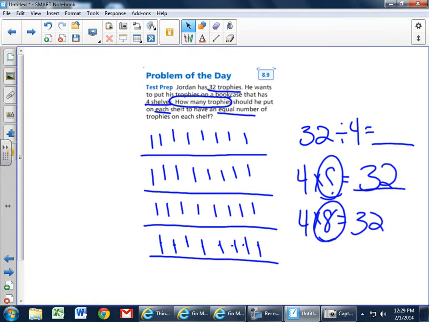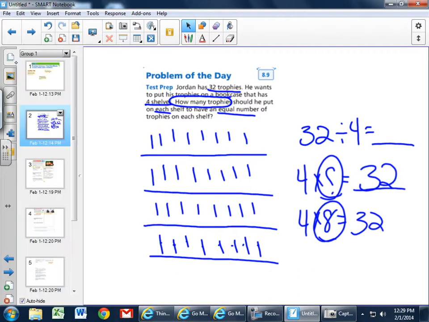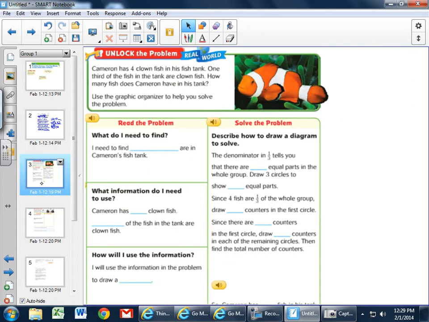So whichever strategy you're most comfortable with, of acted out, the same as drawing it out, or knowing your related facts of division and multiplication facts being related. If you're still struggling on knowing those facts instantly, I suggest that you grab some extra math fact practice pages and be practicing those. That's only going to make your life easier.